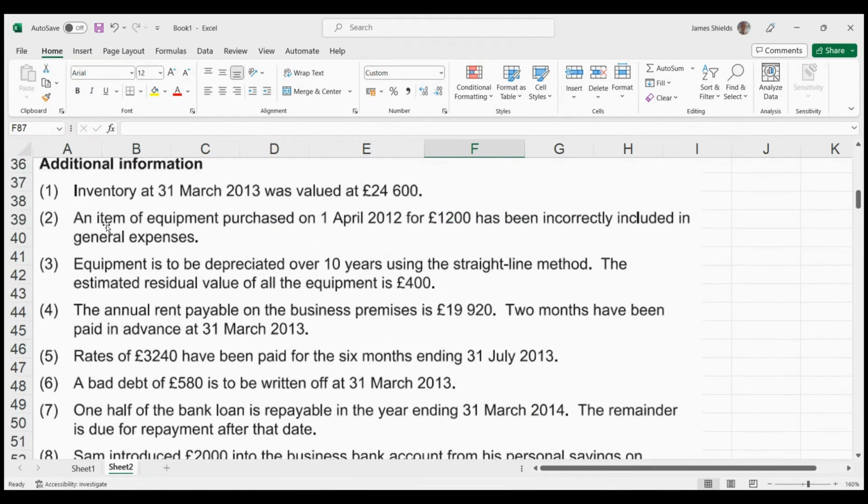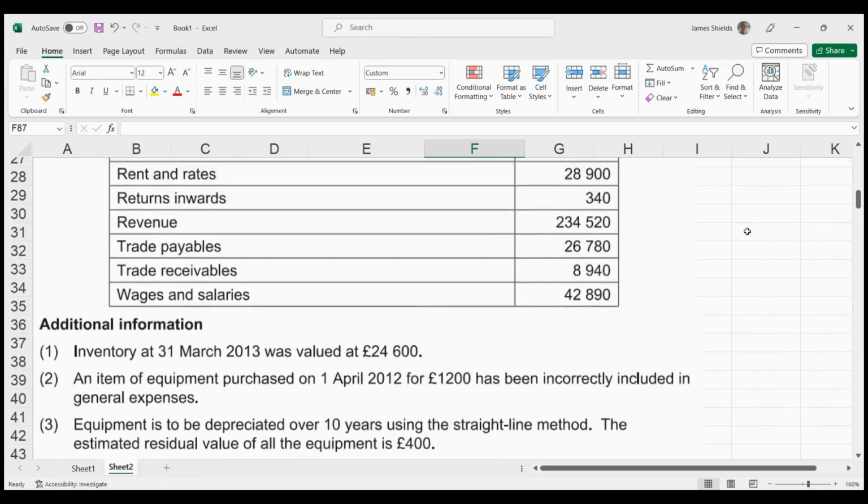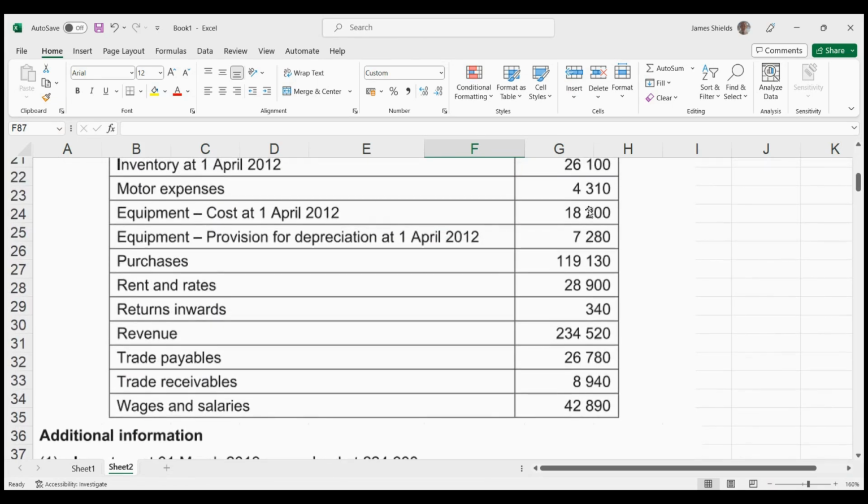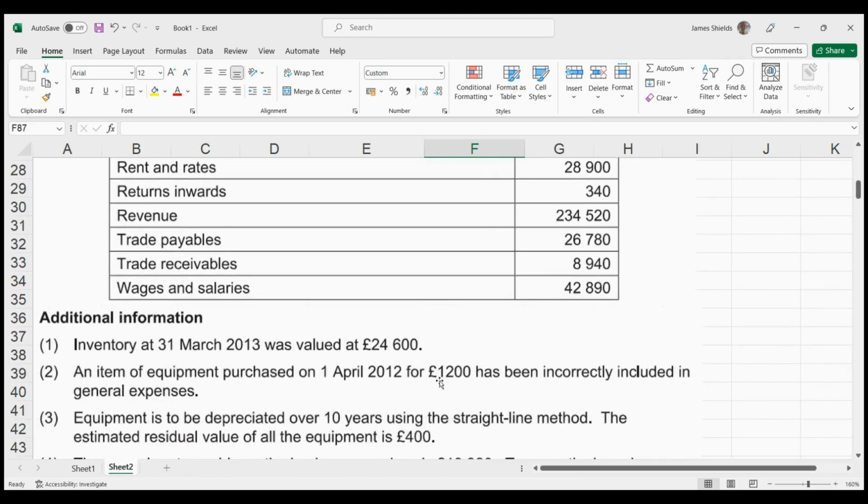In point 2, we had an item of equipment purchased on the 1st of April 2012, the beginning of our financial year, for £1,200 has been incorrectly included in general expenses. So what that is telling me, if I go back to my list of balances, for my cost of equipment, it's not £18,200. I need to add on another £1,200. So I'll show you that in my workings in a minute.